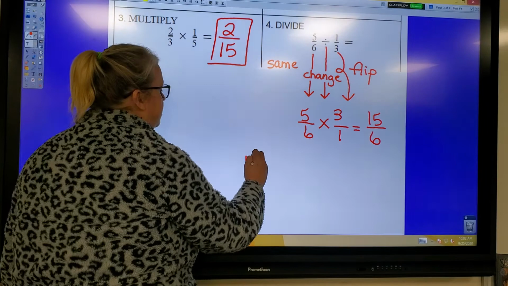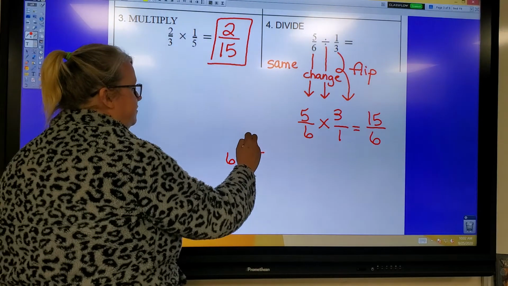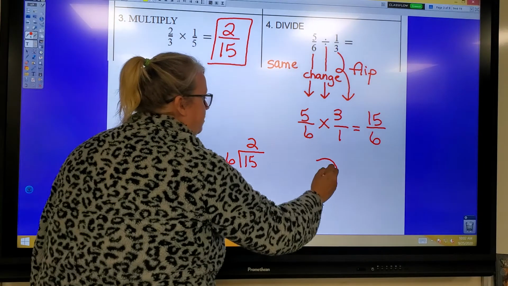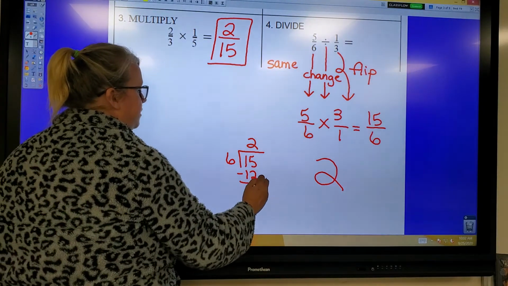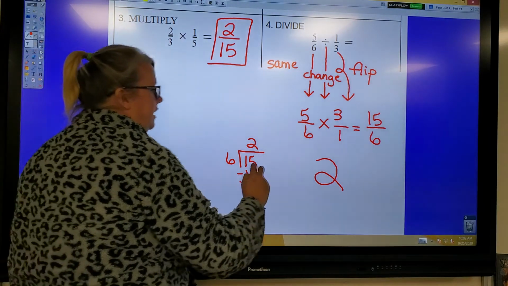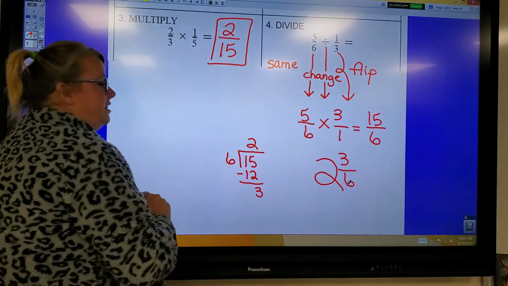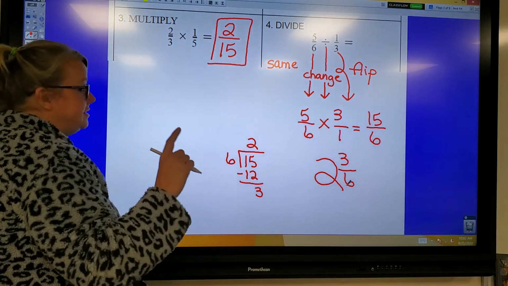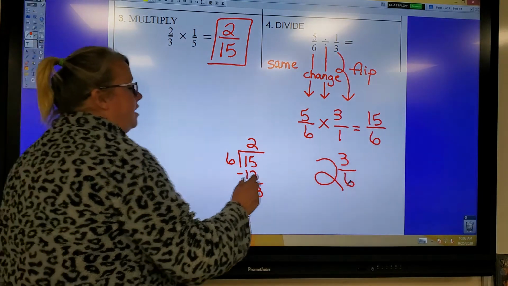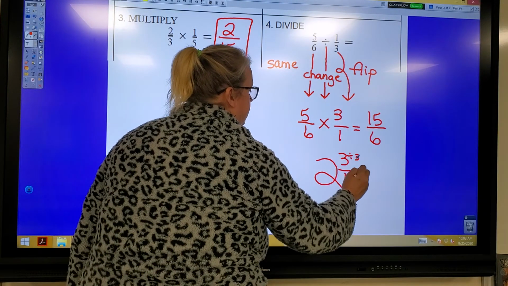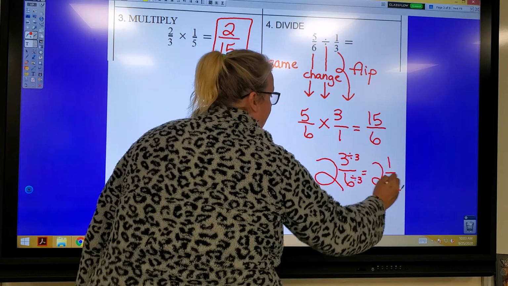So I'm going to think to myself, how many times will 6 go into 15? It'll go into 15 2 times, so that's going to be my whole number. And I know that 2 times 6 is 12, so that would leave me with 3. So 3 left over, out of 6. Your denominator stayed that 6. Still not finished though, because 3 over 6 can be simplified. They can both be divided by 3. So this is going to become 2 1/2 for a final answer.